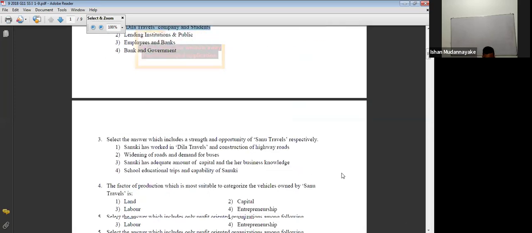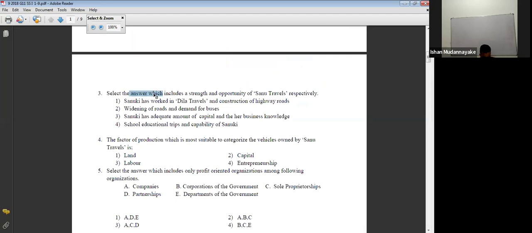Question number 3. Look at question number 3. Select the answer which includes the strength and opportunity of Sanu Travels respectively. Question number 3, what's the answer?